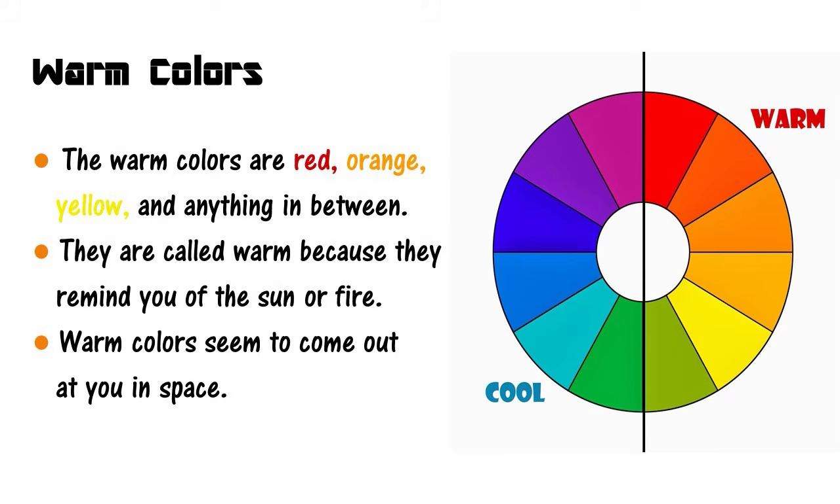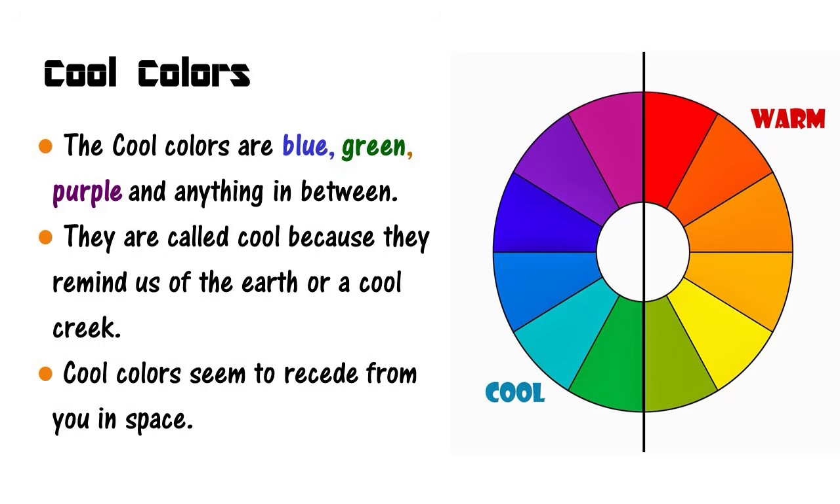So why are they called warm colors? It's because whenever we see them, they give us the sensation of heat, sun or fire. So warm colors seem to come out at you in space. Like if you are watching this video on a display, the colors would seem to come out from the display towards you.